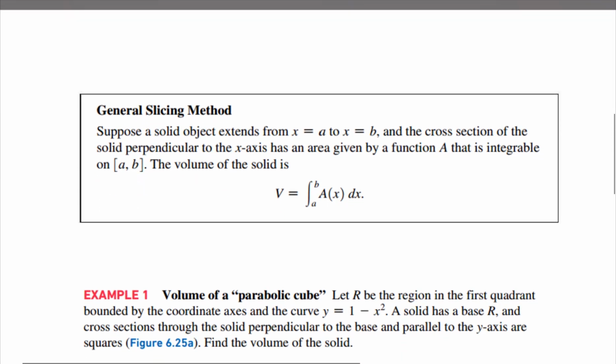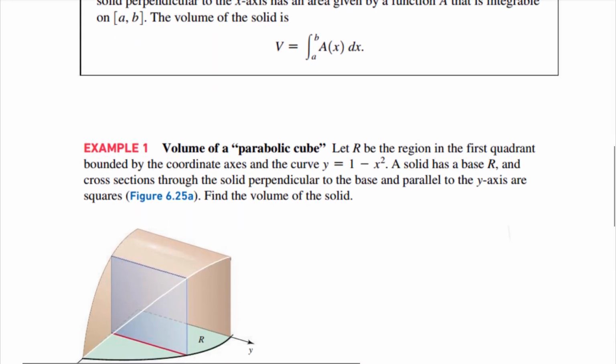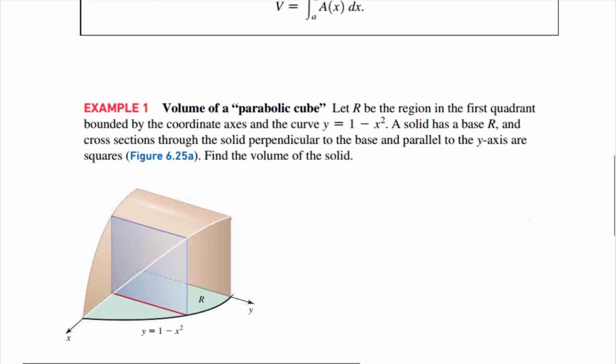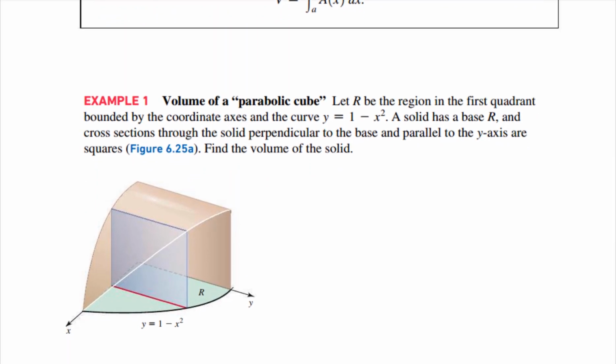So here's an example: the volume of a parabolic cube. There's a parabolic cube. Now the x and y axes are kind of funky. You would have to rotate that counterclockwise about 135 degrees to get it to look normal. I don't know why they didn't draw it the right way, but it's better than my drawing would be.